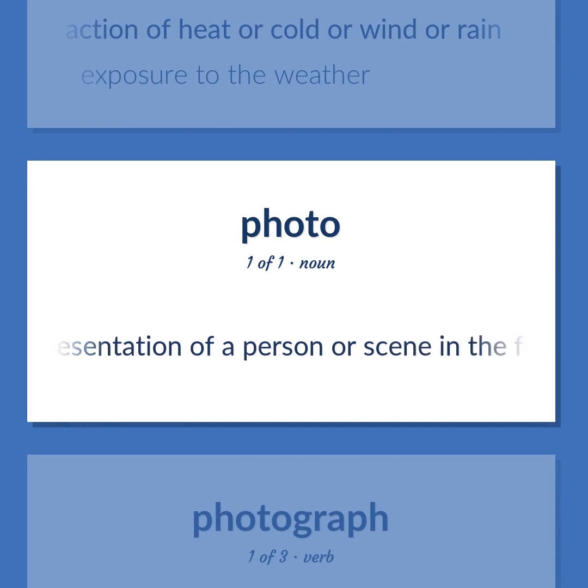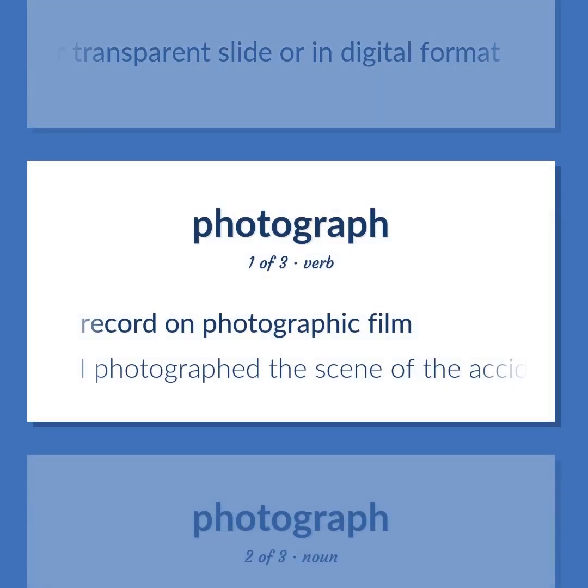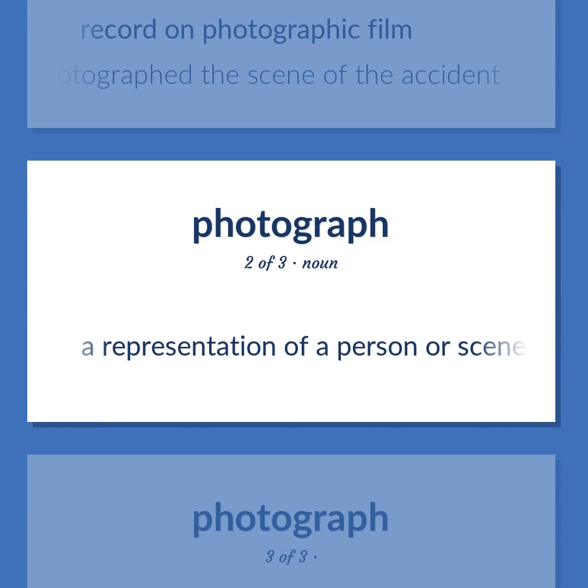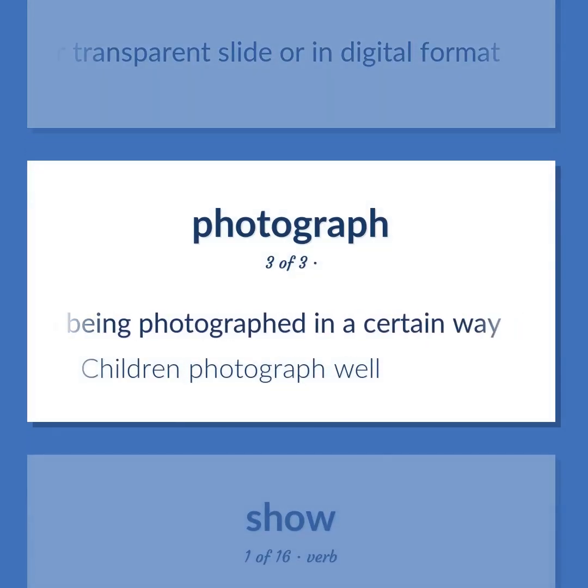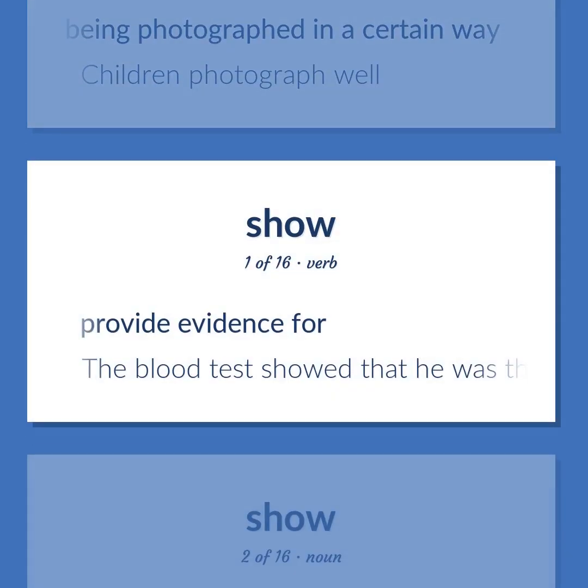A representation of a person or scene in the form of a print or transparent slide or in digital format. Record on photographic film. I photographed the scene of the accident. Undergo being photographed in a certain way. Children photograph well. Provide evidence for. The blood test showed that he was the father.